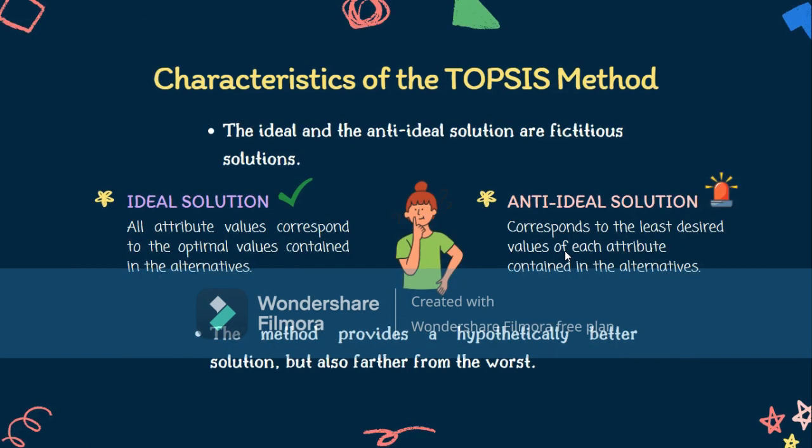So, what are the characteristics of the TOPSIS method? The ideal and the anti-ideal solutions are fictitious solutions, and these concepts are important because in the ideal solution, all attribute values correspond to the optimal values contained in the alternatives. In this case, we have the best options compared to the anti-ideal solution, which corresponds to the least desired values of each attribute contained in the alternatives. In this case, we don't have a wrong decision, but we have the less correct decision. The method provides a hypothetically better solution, but also one farther from the worst.